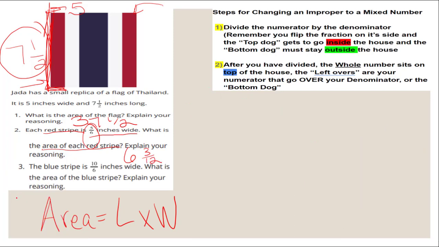Okay, let's do number 3. The blue stripe is 10/6 inches wide. What is the area of the blue stripe? Well, the blue stripe's length is still the same. It's still 7.5 length. And our width, it says, is 10/6, so length times the width.